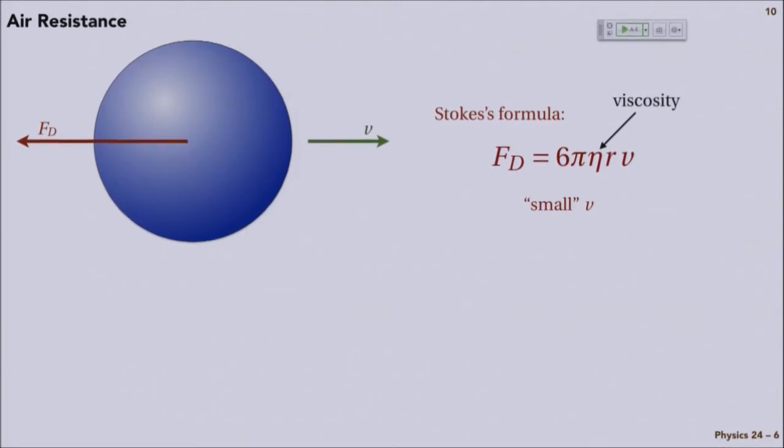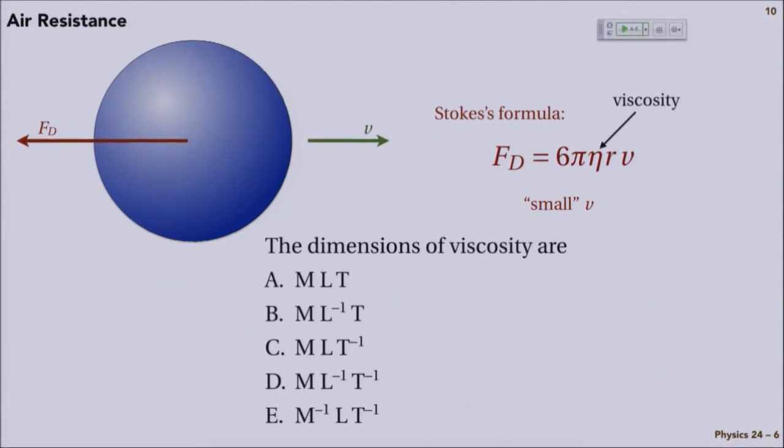It might depend, it certainly might depend on the fluid. It might depend on the temperature. It might depend on, well, if it depends on the velocity, then we have a problem with this expression, because the expression is pulling out the velocity dependence explicitly. So for small velocities, this is the expression for the force of drag. And now I'd like you to tell me, what are the dimensions of viscosity?